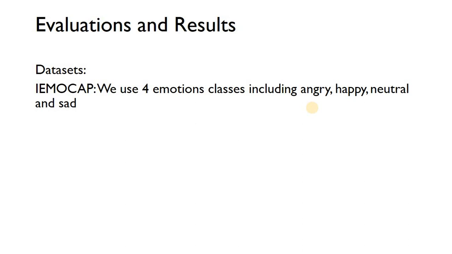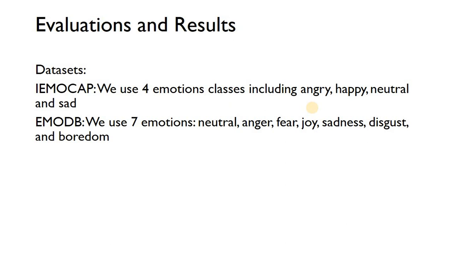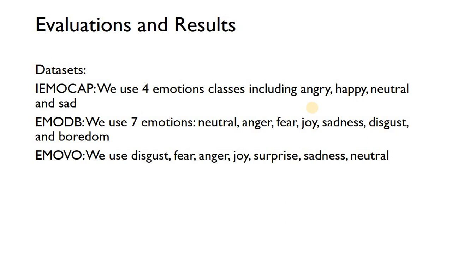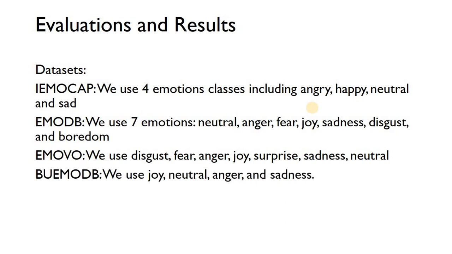Evaluation and results. We use different datasets. First one is IEMOCAP. We use 4 emotions: angry, happy, neutral, and sad. And then EmoDB, we use 7 emotions. Next one is EMOVO. We use the same 7 emotions. And for BiMODB, we use 4 emotions. And if you see, all these datasets have different numbers of emotions, and their labeling is also different.